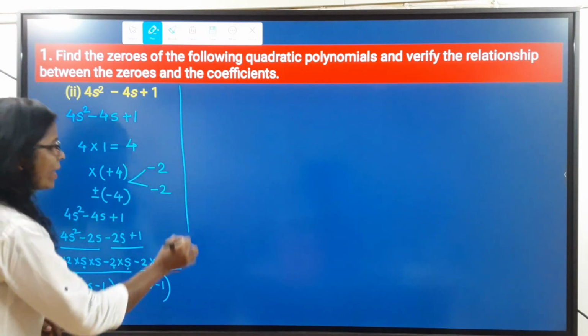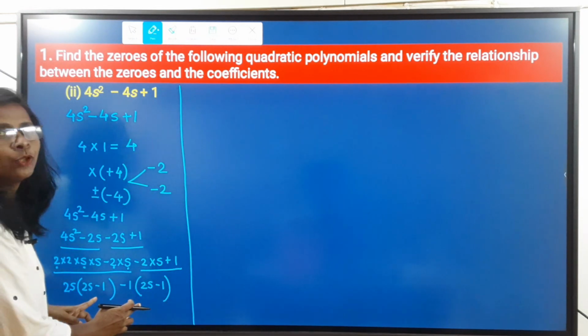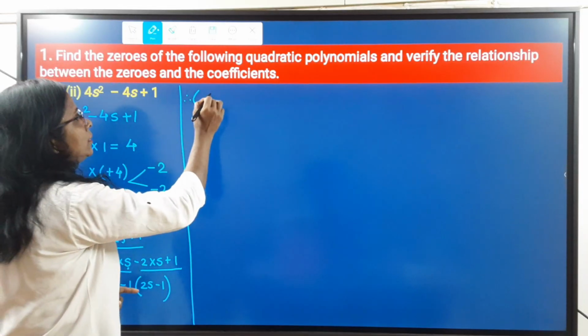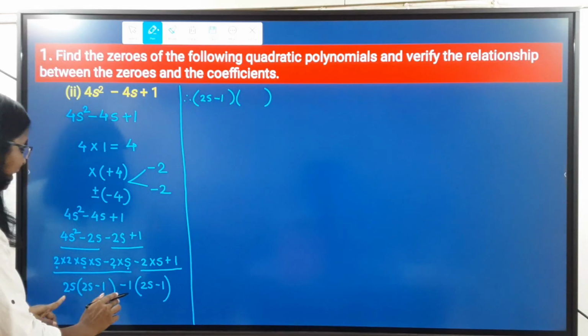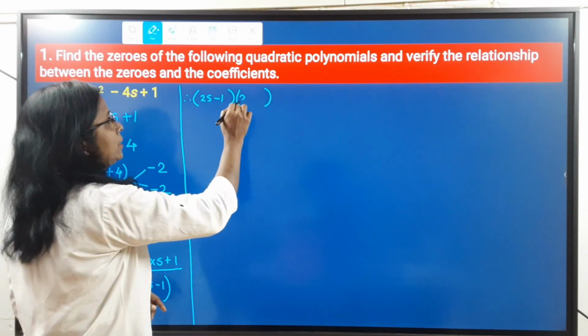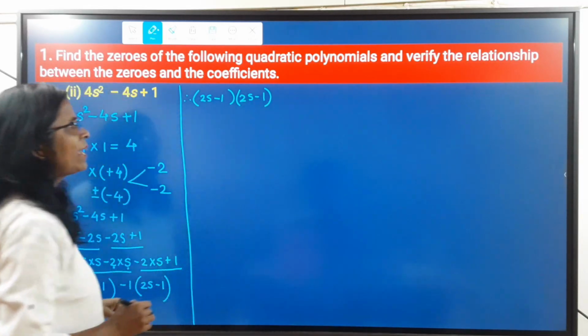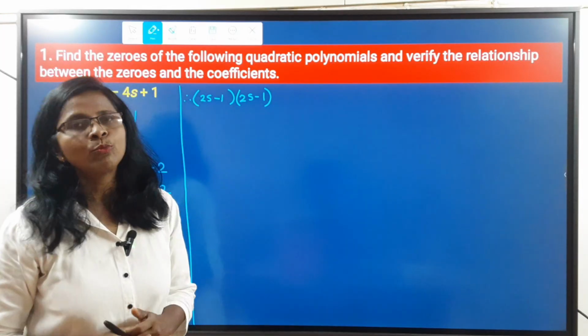So now here 2s minus 1 is common in both. So I write only once in the first bracket 2s minus 1, and in the second bracket I write the remaining terms. So 2s minus 1 is the remaining term and we write it in the second bracket. So 2s minus 1 in the first bracket and 2s minus 1 in the second bracket.